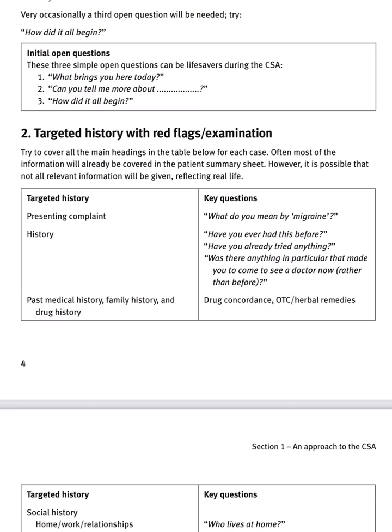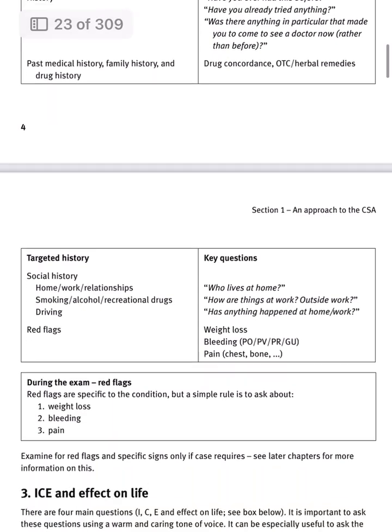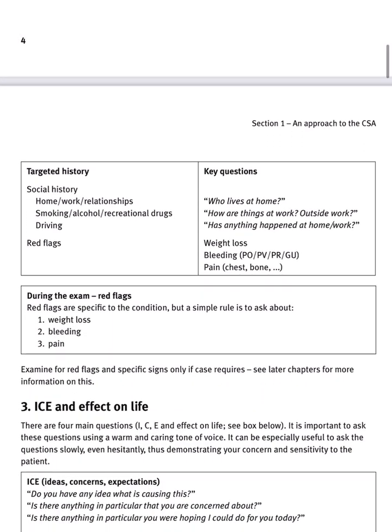And history: have you ever had this before? Have you already tried anything? Was there anything in particular that made you come to see a doctor now? And past medical history, family history and drug history. Ask about drug allergies and over-the-counter drugs and herbal remedies. And then targeted social history: home, work and relationships, who lives at home, and smoking, alcohol, recreational drugs, and driving.